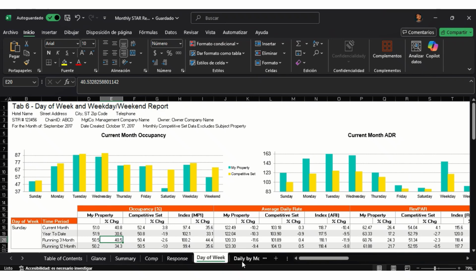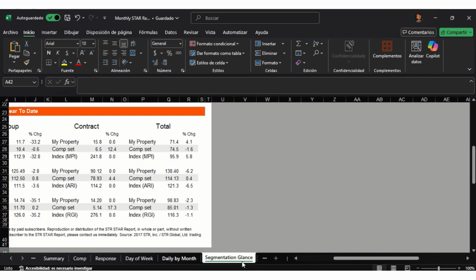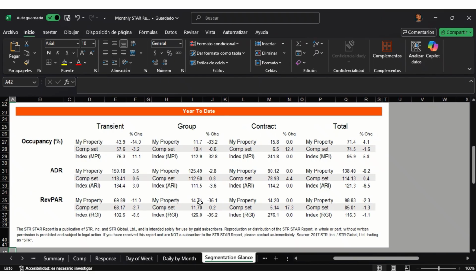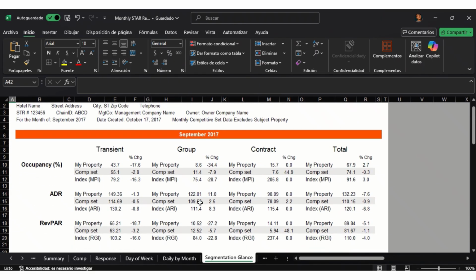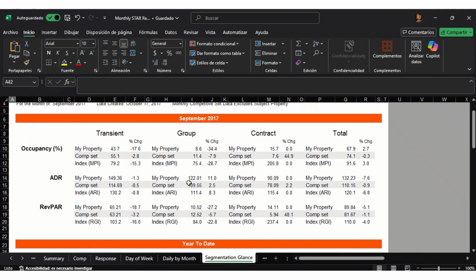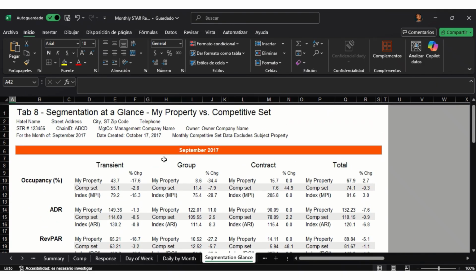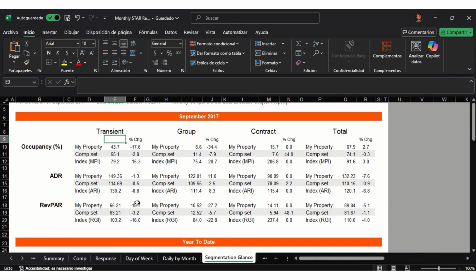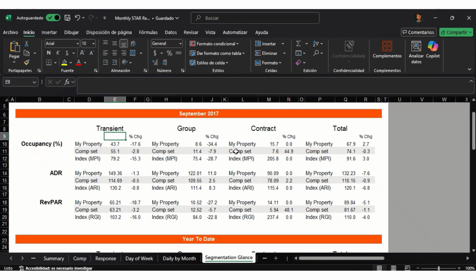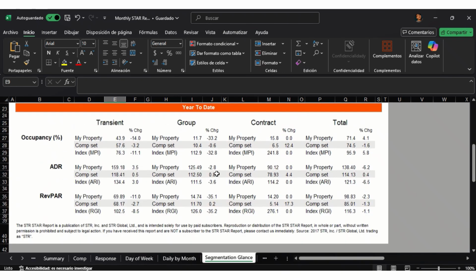Next one, we have daily by month. This tab presents performance on a daily basis through the month. It includes occupancy, ADR, and RevPAR data for each calendar day, both for the subject hotel and its comp set. It's used for analyzing day-to-day variations and identifying special event impacts. Actually, in this one we can see the transient, the group, and the contract, and the total of September 2017, the year to date, and that's it.